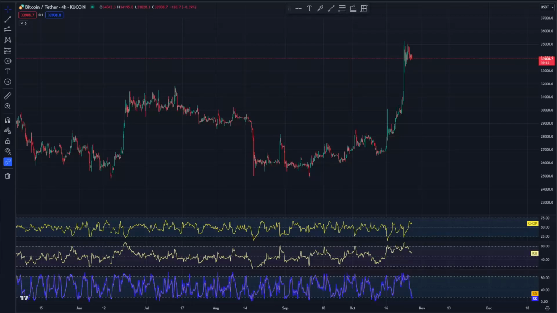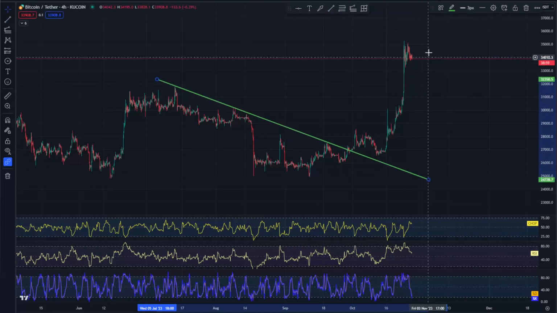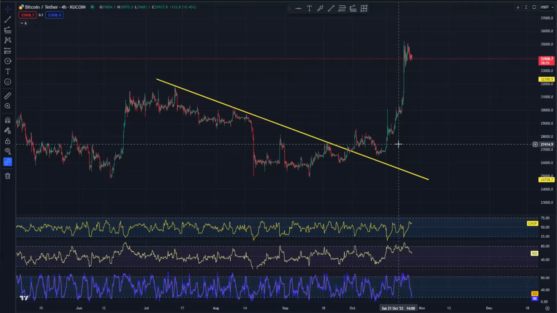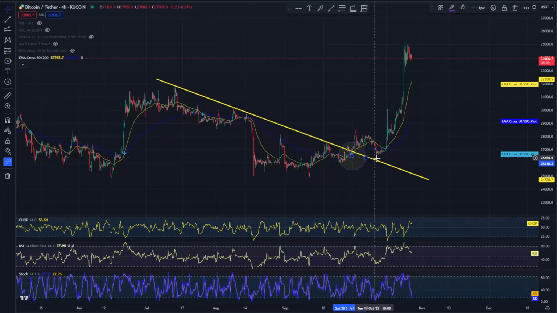Let's start by checking the current situation on the BTC to USDT pair, taking into account the 4-hour interval. First, we will use the yellow line to mark the local downward trend line from which the price came out at the top. It is worth mentioning that the place where the downtrend line was left is also the place where the yellow EMA cross 50 line crossed the blue EMA cross 200 line from below, thus confirming the return to a strong upward trend.